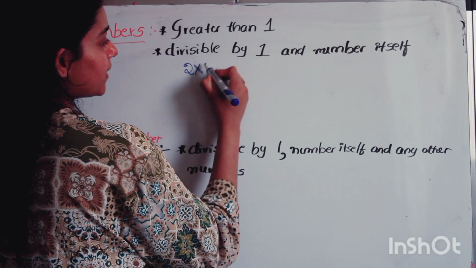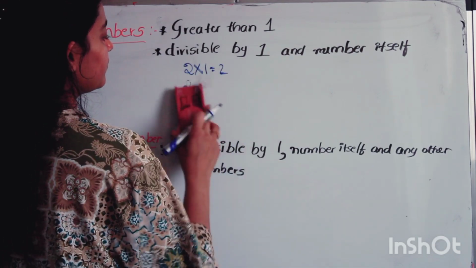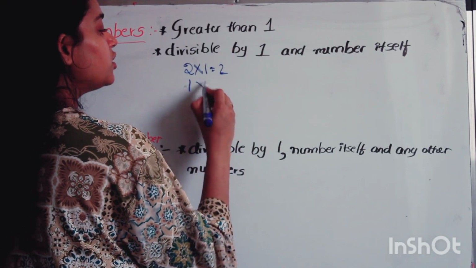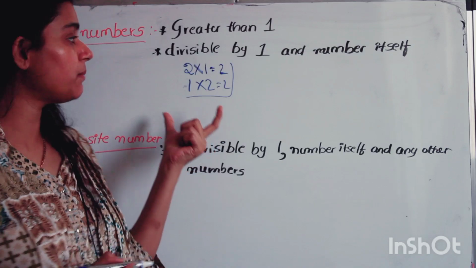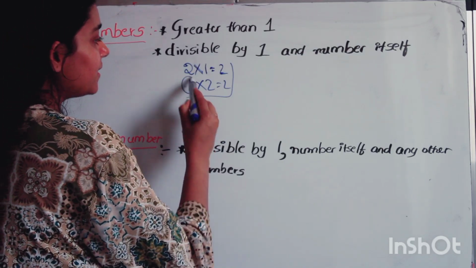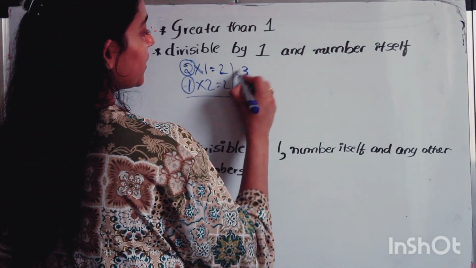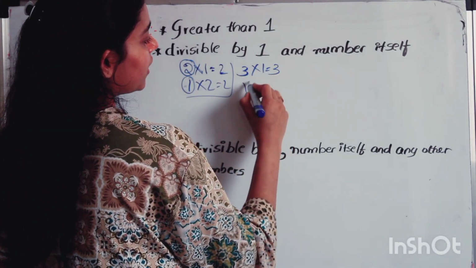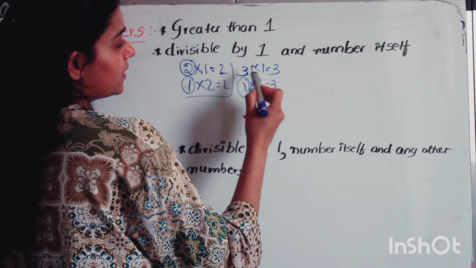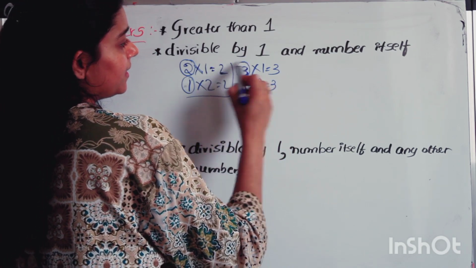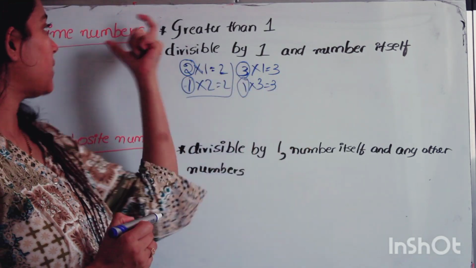You know that 2 ones are 2 and 1 two is 2. So 2 is divisible only by 1 and the number itself. Similarly, if you consider 3, 3 ones are 3 and 1 three is 3. Again you see that it is divisible only by 1 and the number itself. So these types of numbers are called prime numbers.